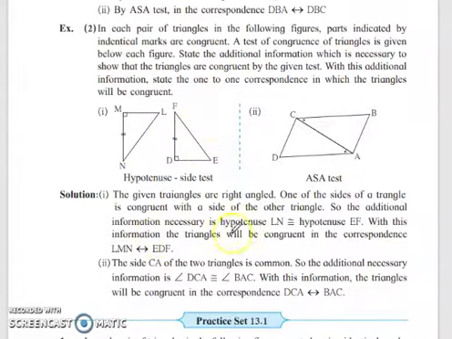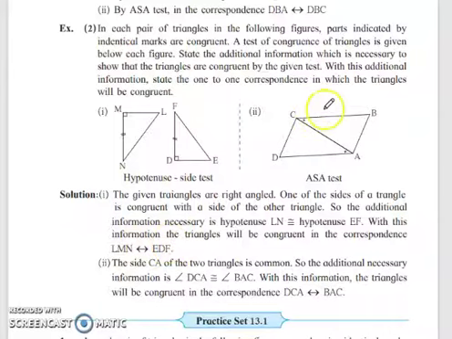With this information, the triangles will be congruent in the correspondence LMN corresponding to EDF. Okay, we have to see the sequence. L will overlap this E, then M will overlap this D, and this N will overlap this F. So LMN corresponds to EDF. This will be the information.